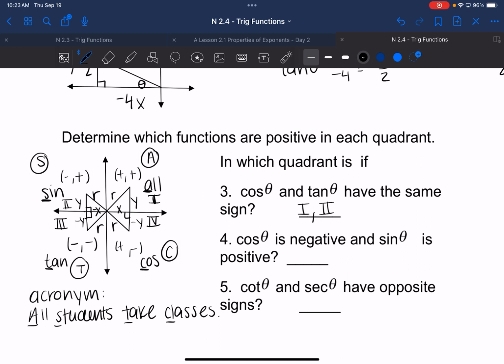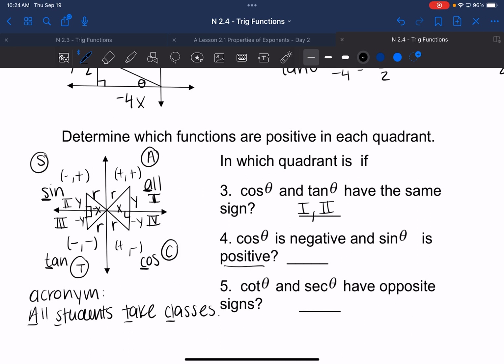Number 4 says cosine is negative. Well, cosine is negative in which two quadrants? Second and third. And sine is positive. Where is sine positive? The first and second. So the only overlap there is in quadrant 2. So that would be true in quadrant 2.